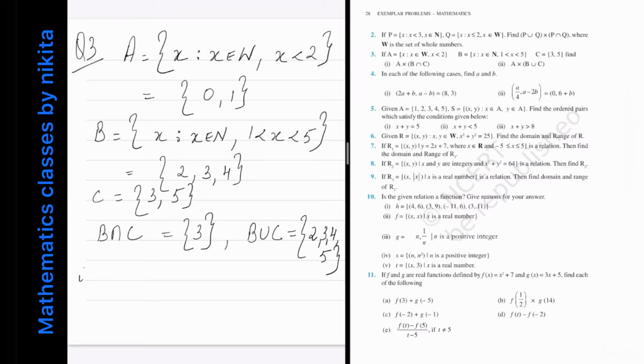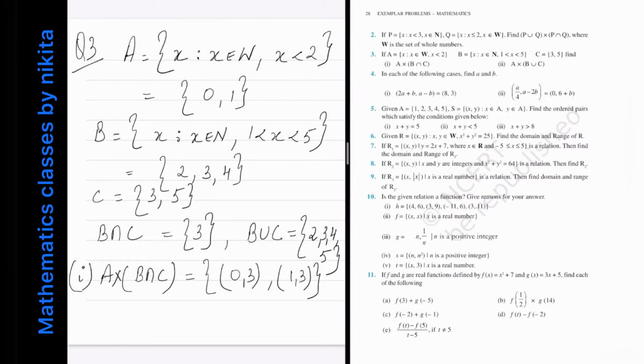Now in the first part, you have to find A cross (B intersection C). So how many elements will be there in A cross (B intersection C)? See, A has 2 elements, B intersection C has only 1 element. So 2 into 1, 2 elements will be there. So therefore the 2 elements are (0, 3) and then you have (1, 3). So these are the 2 elements.